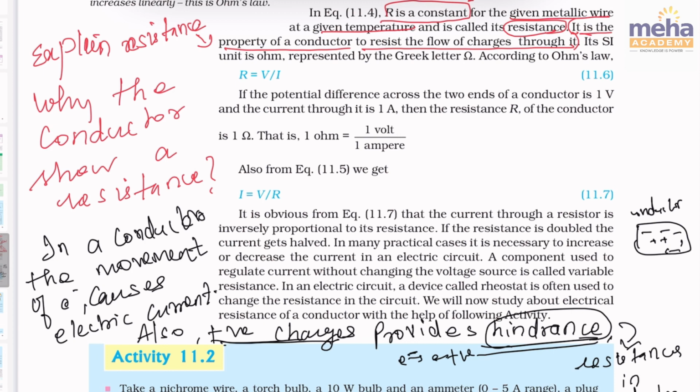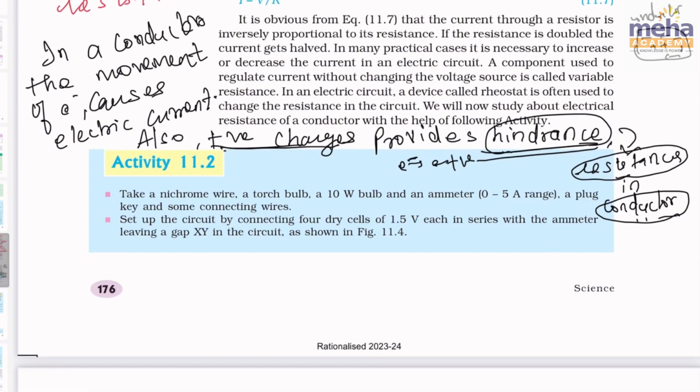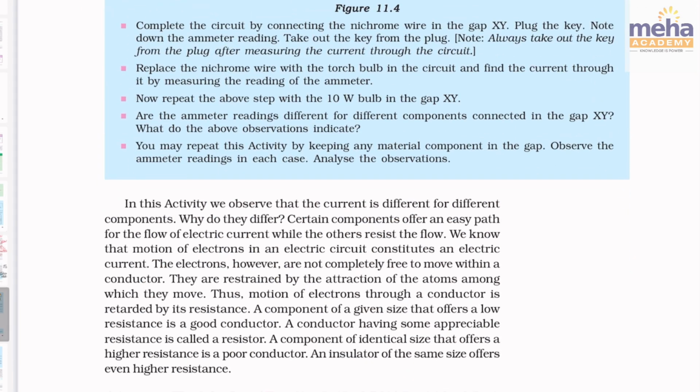So by nature, all conductors, whether a very poor conductor or a very good conductor, will show a resistance, because inside the conductor the positive charges will show a hindrance to the movement of the electrons. So where is the answer for this question? It is given in the textbook also. Just move forward to the next page. You can see, the motion of electrons in an electric circuit constitutes an electric current. The electrons, however, are not completely free to move within a conductor.